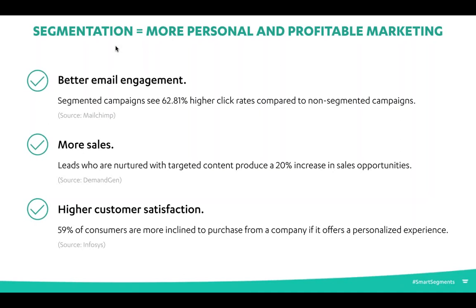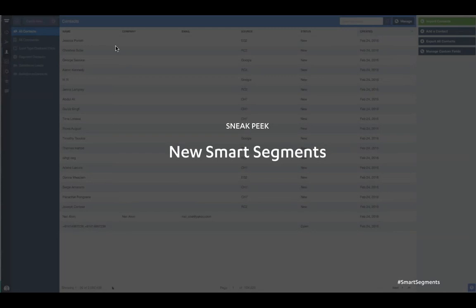And then third is a higher satisfaction of customers. Again, going back to that InfoSys study from 2015, 59% of consumers are more inclined to purchase from a company that speaks to them in a more personalized manner, and they're less likely to unsubscribe or have a negative impression of your brand. So at this point, we're going to go ahead and transition from the theory, and we're going to move into getting a sneak peek of the new smart segments and talk through our wine time story.